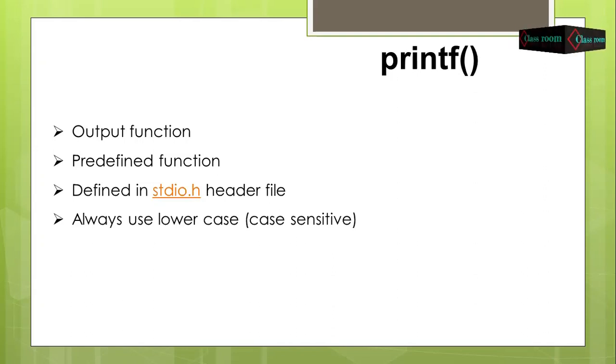C is a case sensitive language, that is, it differentiates between uppercase and lowercase letters. So printf is always written in lowercase letters. For example, if you write printf with a capital P, then that is wrong, and your compiler will show an error. So the correct form will be printf in all small letters. So that is correct.